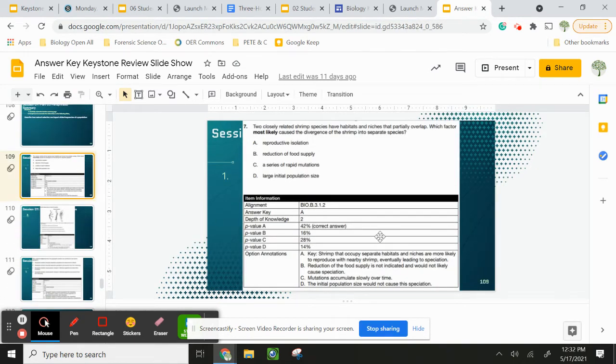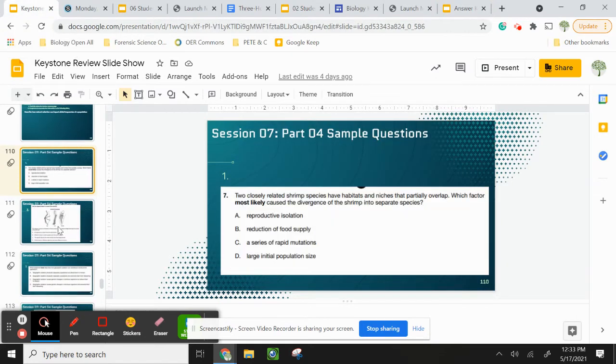Question number 1, if you selected A, reproductive isolation, you are correct. Shrimp that occupy separate habitats and niches are more likely to reproduce with nearby shrimp, eventually leading to speciation. The food supply reduction would not cause speciation. Mutations accumulate slowly, so that was a trick there. And the initial population size would not cause speciation. So that was a tough one. A was the most correct answer for this guy.